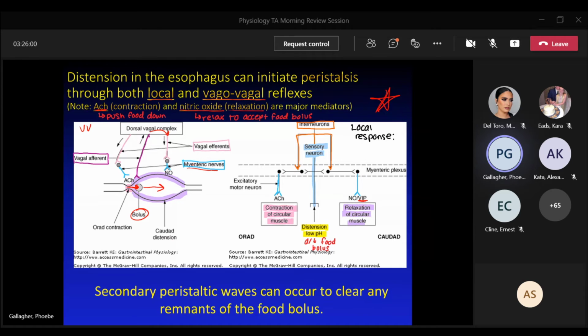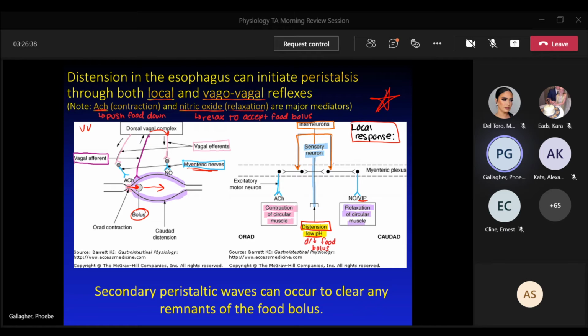These are just your myenteric nerves. They're the ones that actually release the acetylcholine or norepinephrine. So here's your local response. This does not require your brain at all. There's a couple things that will trigger this. Distension would trigger it, like in your vagovagal reflex, but also low pH. He really doesn't discuss why low pH does this. Maybe if you eat something really acidic and it senses a low pH and thinks that there's food in there, maybe that's why. I don't know. But distension is the main one that he wants you to understand.